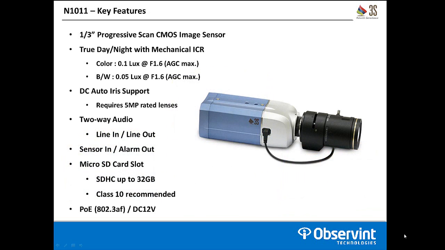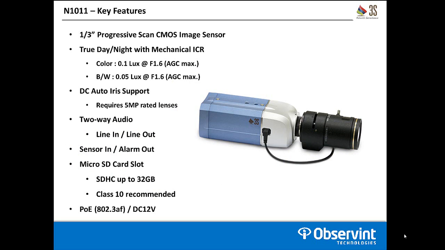So now that we've covered some of the common features for this series, let's cover some specific models. We'll start with the N1011, which is a 5 megapixel box camera. We use a 1/3 inch progressive scan CMOS image sensor in this device. It is a true day-night camera with a mechanical ICR, so there is a physical filter in that camera being removed and dropped in front of the image sensor.